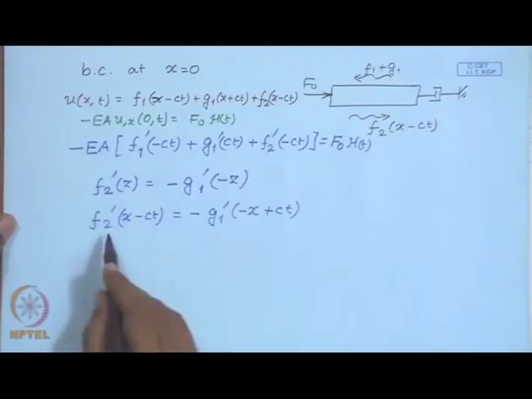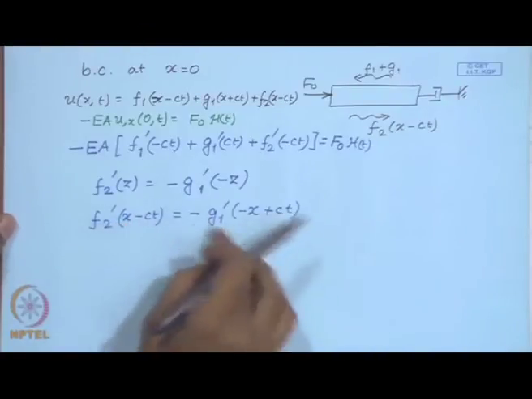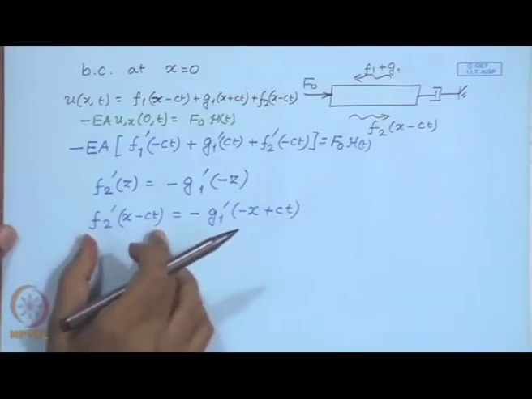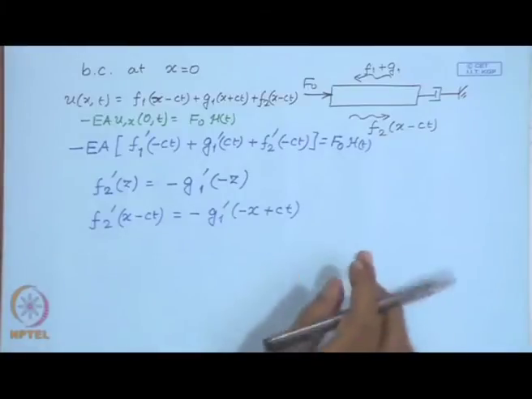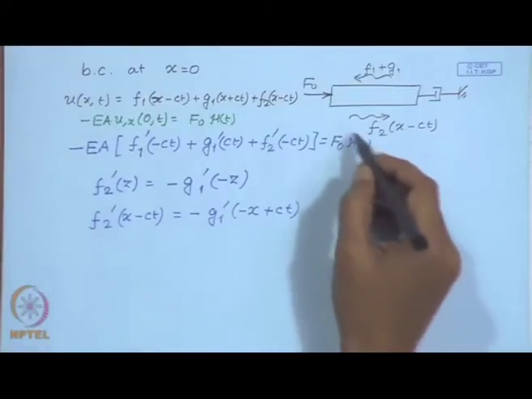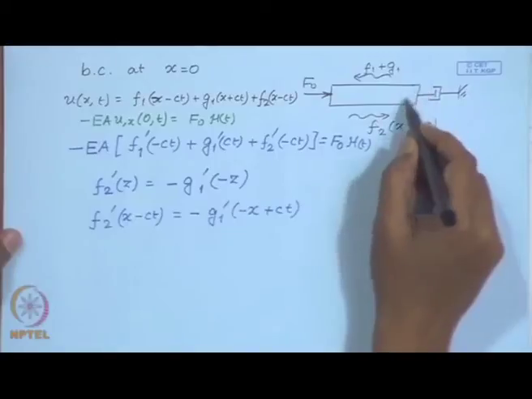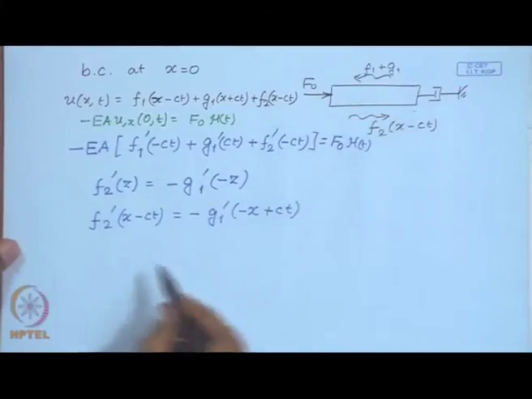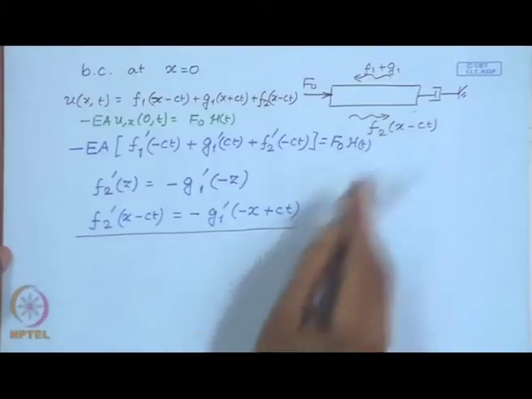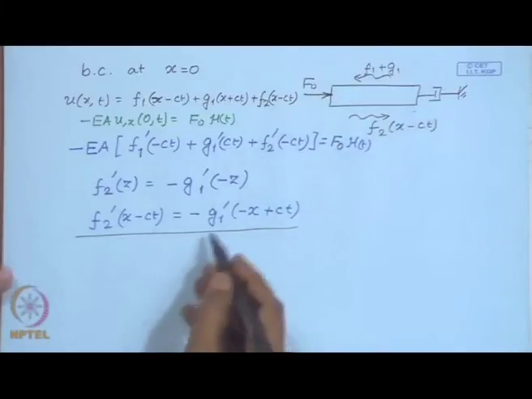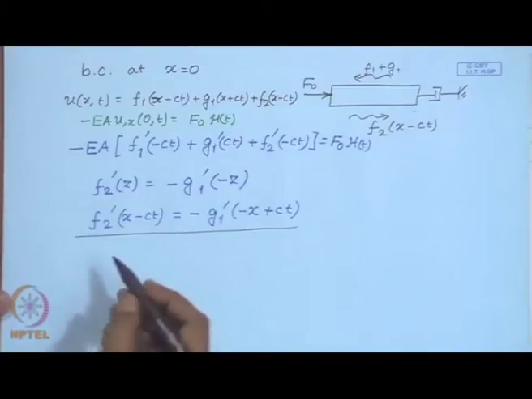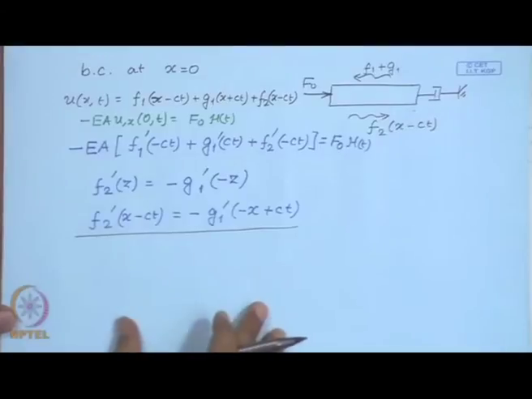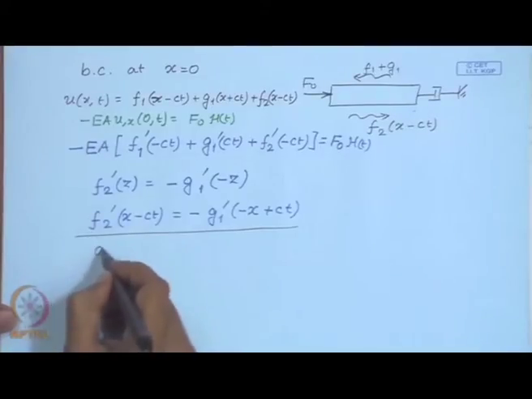Now, since we already have this g1 prime, we know what f 2 prime is. So, we have solved one reflection at the right boundary and the second reflection at the left boundary, and if you continue this process you can keep solving one after the other, and it so happens that these reflected waves follow a recursion.